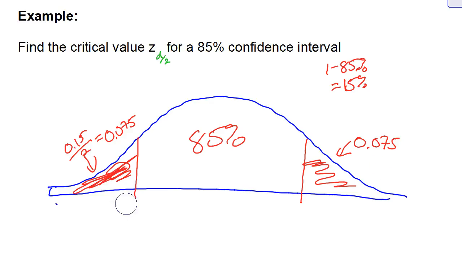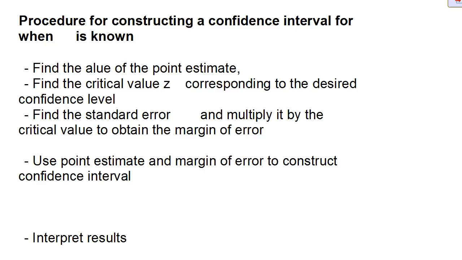So that's the z-score that I'm going to use, a negative 1.44. And so I'm going to come back over here, and that's a negative 1.44 over here, and a positive 1.44 here. And so that would be the z-score that I would use on a confidence interval for an 85% level of confidence. So let's look at how we actually want to construct a confidence interval for when sigma is known, our population standard deviation.